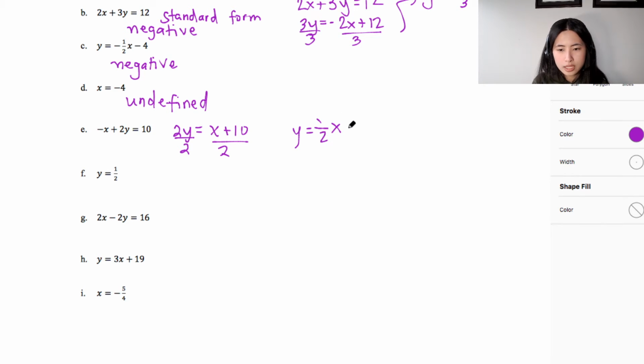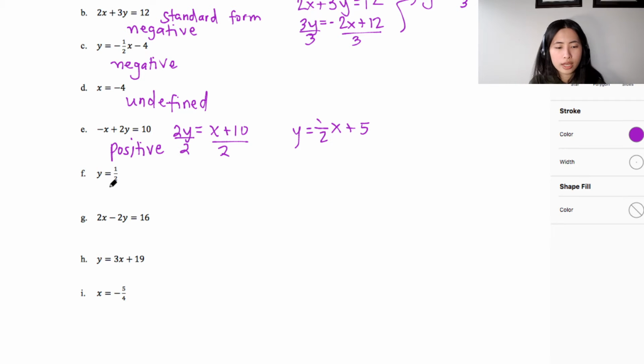One over 2x plus 5, right? So as you can see, just by looking at this equation, the coefficient of x is now positive, right? So in that case, we know that the slope is going to be positive. It's really hard to tell just by looking at this, because here your coefficient for x is actually negative.